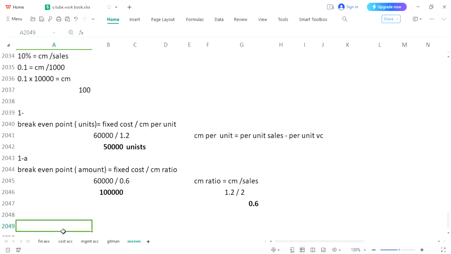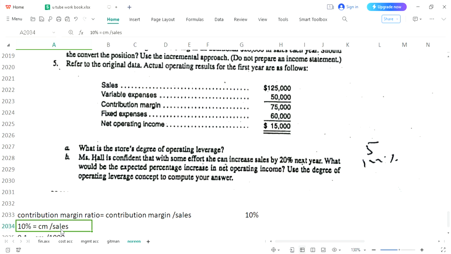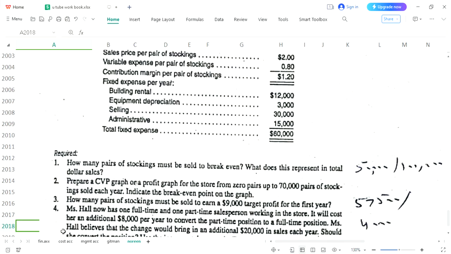It's time to calculate your second answer. Let's see what the second statement is saying. Prepare a CVP graph or profit graph from 0 to 70,000 pairs of stocks. Indicate the break-even point on the graph. So you are going to do it up to 70,000 pairs.